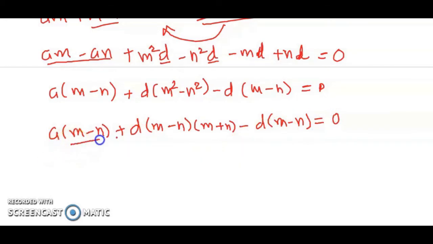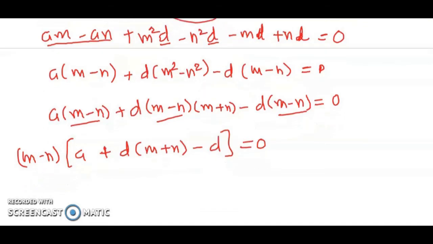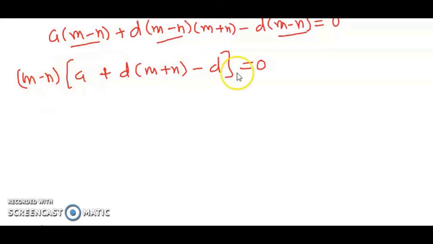So here you can take m minus n common from all these terms. So the remaining is a plus d into m plus n minus d, and this m minus n is taken common equal to 0. So here this m minus n will go into the division here. So here we got a plus d into bracket m plus n minus d equal to 0 divided by anything is 0, so it becomes 0.